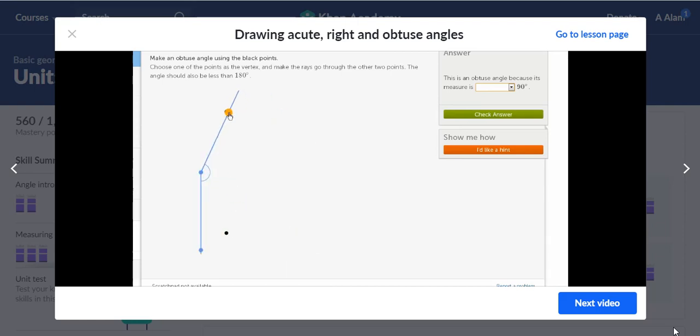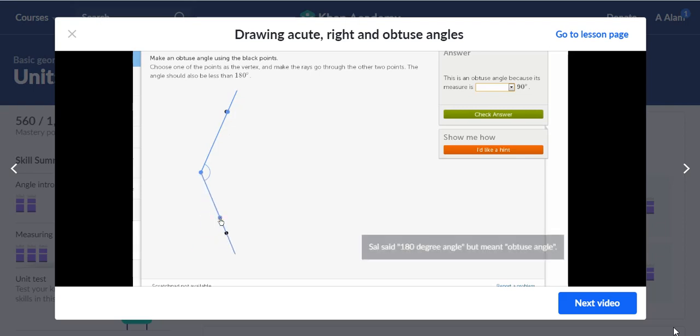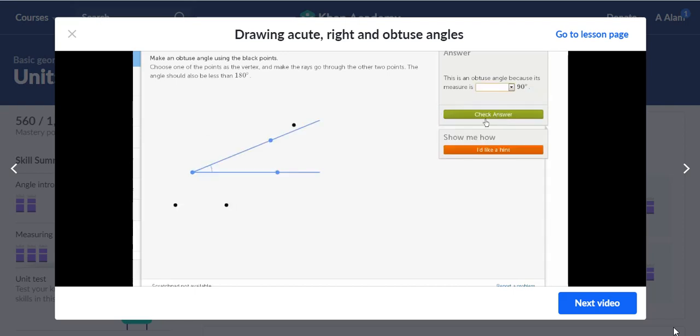Put the vertex right over there, and now it looks like I have constructed an obtuse angle. And we have to be very careful that we go right through those points because otherwise it might mark us wrong. So that looks pretty good. That's an obtuse angle because its measure is greater than 90 degrees. Let's do one more of these.